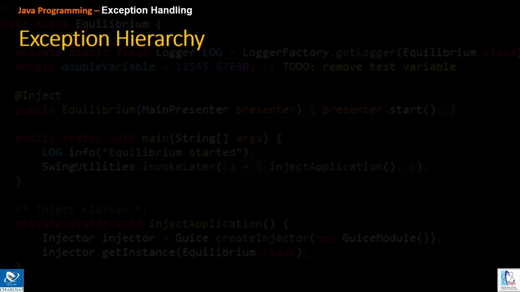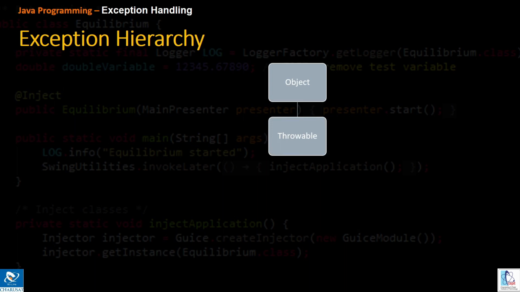So let's discuss the exception hierarchy. As we discussed in the earlier video, the exception is a Java class, right? So we should try to understand the exception hierarchy. At the top we have the Object class, as Object is the superclass of any class you create in Java or any inbuilt class in Java. Then there is a class called Throwable.